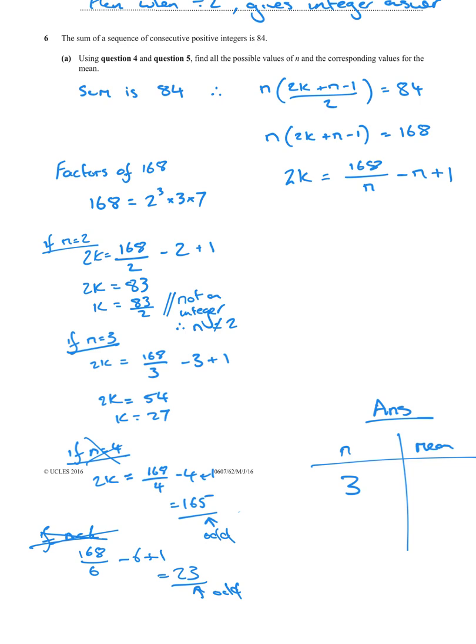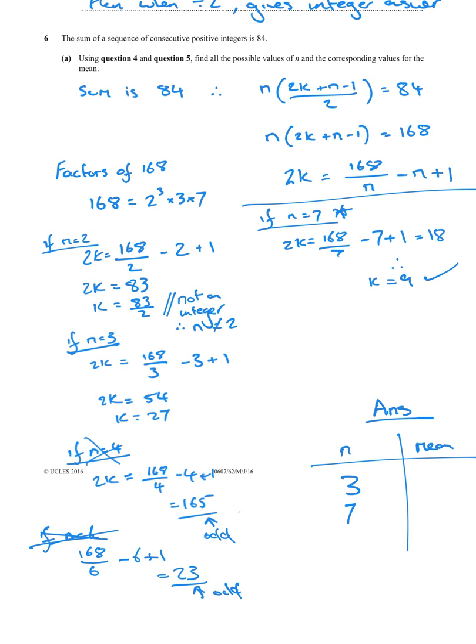Next prime factor, next option is 7, so let's try and draw a line under that. If n is 7, we've got 168 over 7 minus 7 plus 1, and that equals 18, which is even. So sorry, that's 2k equals 18, so therefore k equals 9, and it works. So this is one of my answers here, and I'll just put it straight down here. 3, 7.